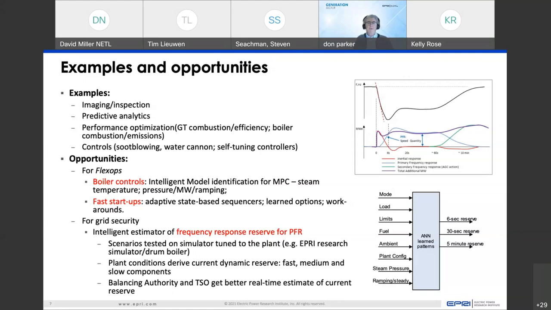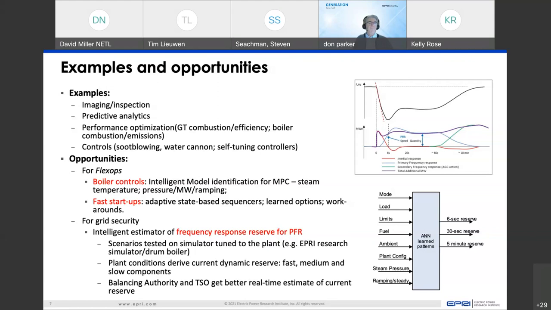And then plant conditions derive the current dynamic reserve. In other words, once you have run 50 scenarios through the plant simulator, the system has learnt how those variables all interact. And so then it can come up with fast, medium, and slow components. And that helps the balancing authority and the transmission system operator to get a better real-time estimate of the current reserve and therefore help keep the grid secure. Now, one of the advantages of the EPRI research simulator that's been recently completed is that we can change the models, and also, because it's got access to advanced control, like for example all the MATLAB toolboxes, we can build neural networks and look at multivariable controls as well.